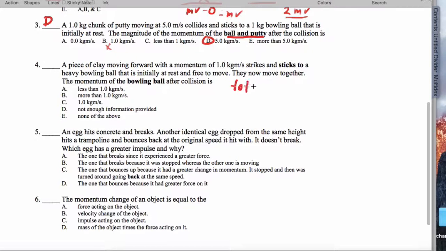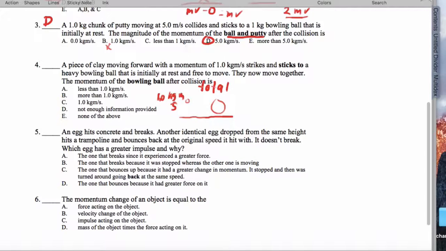Now, this one really required you to use the reasoning behind momentum. So the total momentum, we've got a little piece of clay, we've got a bowling ball. So let's look at this. We've got a momentum of 1 kilogram meter per second. You know what? Let me just move all this a little bit over so I have some room to write.